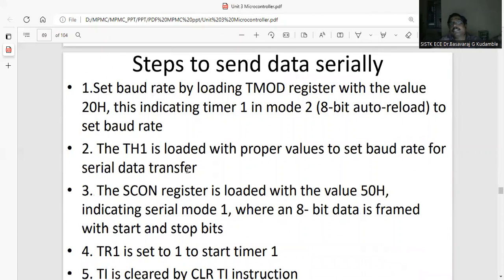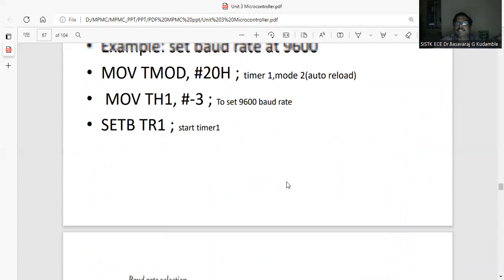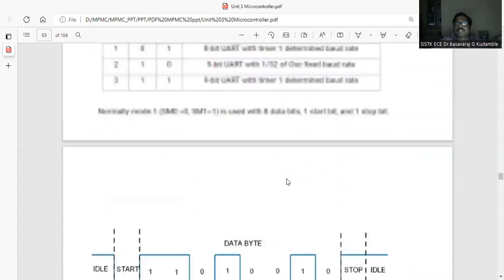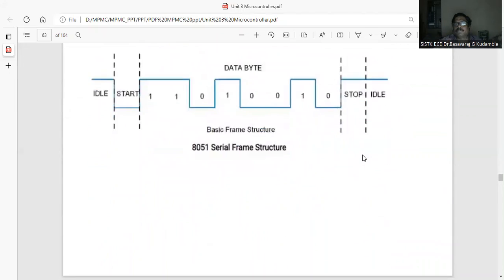So to send data in serial form, as you know, we need to set the baud rate using timer 1, mode 2, auto reload, and in the SCON register set mode 1, that is 8 bits, one start bit and one stop bit. By loading the value 50 into the SCON register. See here, the SCON register, the serial control register, here mode 1: SM0 is 0, SM1 is 1, then 0, 1, and this is 0, and this is 1. So it becomes 5, and all the remaining bits will be zeros, so we are going to get 50.